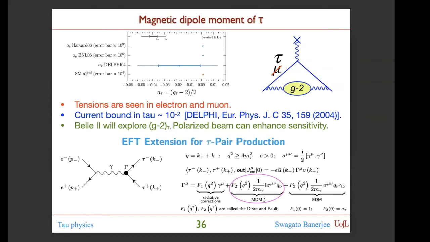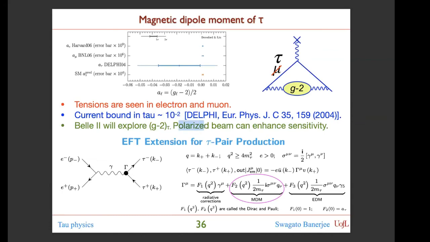The current bound is of the order of 10 to the power minus 2 coming from the DELPHI experiment back in 2004. There is also another measurement from ATLAS that is looking into the lead-lead collision that was presented earlier this month. And it also has a similar sensitivity of the order of 10 to the power minus 2. Belle II will be able to improve upon this sensitivity quite significantly, and also with polarized beam.